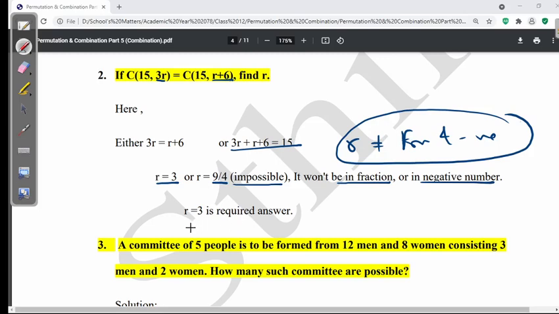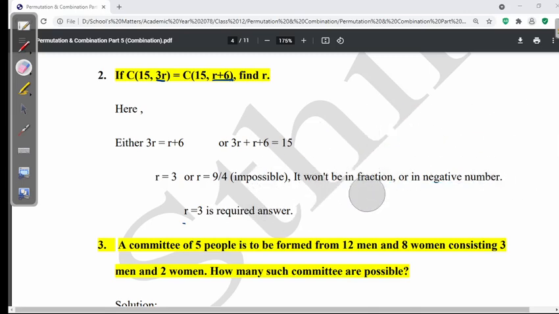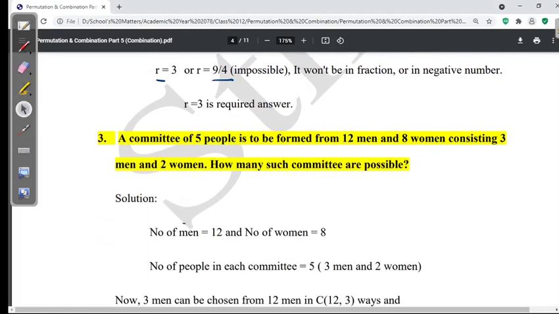r always in integer form. So not negative and not a fraction. So second condition is impossible here. From the first condition we find r equal to 3 to solve this question. From here what you learn is that neither in fraction nor in negative form the r will exist.